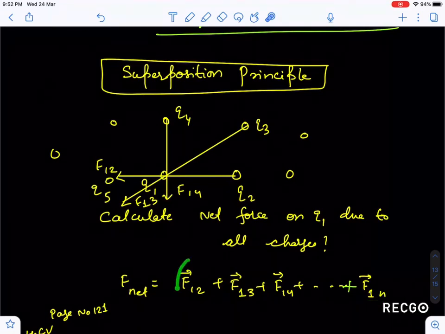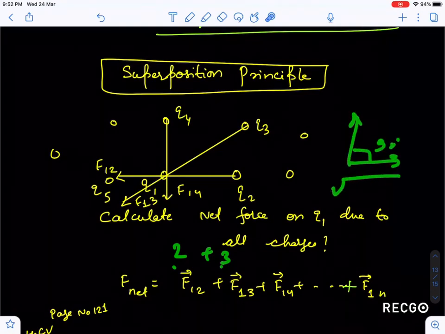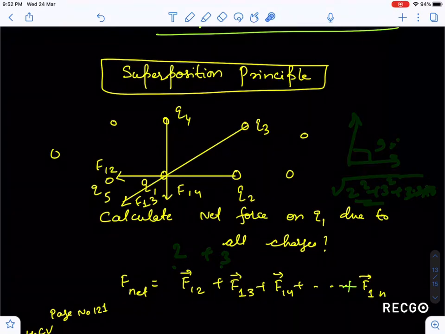But you should keep in mind, guys, this is not a simple sum like 2 plus 3 is equal to 5. You cannot write 2 plus 3 is equal to 5, because if the 2 vector is given this way and the 3 vector is given this way, with an angle of 90 degrees, you have to add using the vector law of addition: 2 square plus 3 square plus 2 into 2 into 3 into cos 90, which is 0, then the square root. So this is a vector sum, you have to keep in mind.